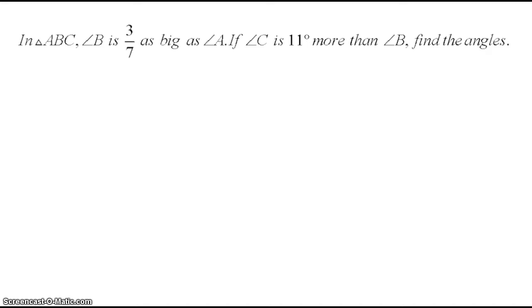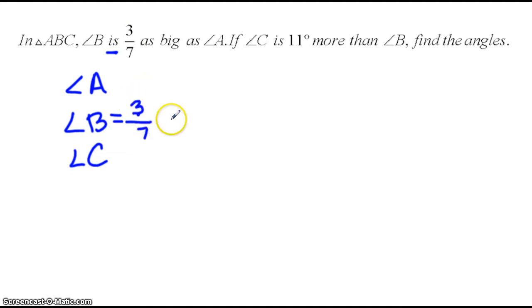So we're told that the vertices are A, B, and C. That means we're going to have an angle A, an angle B, and an angle C. Now, we are told angle B is going to equal something, right? It is 3/7 as big as angle A. So angle B is 3/7 as big as A.